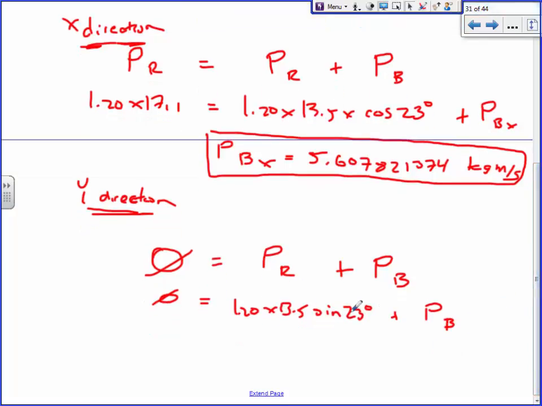Well, whatever this number right here is, it's going to be that number, but y negative. One was going up. The negative just means the other one was going down. That's all. So 120 times 13.5 times the sine of 23. You guys good? Okay. So I've calculated the momentum of the blue rock in y as negative 6.329844282.